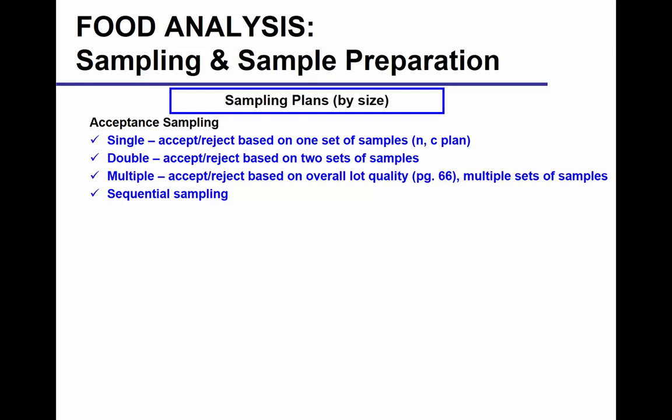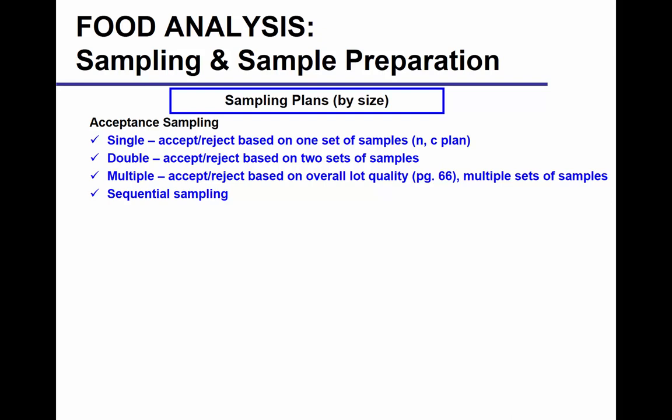So there are different acceptance sampling plans. So there is the single accept-reject based on one set of samples. So let's say your set of samples is 12 and you want to make a decision. So you take one set of 12 randomly and assess the defects. N stands for the number of samples you selected. C stands for the number of defects above which you would reject. So you make a decision based on a single set of samples.